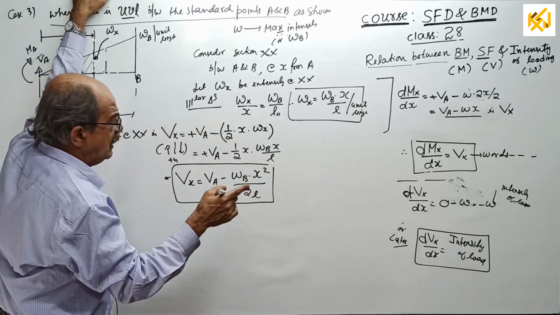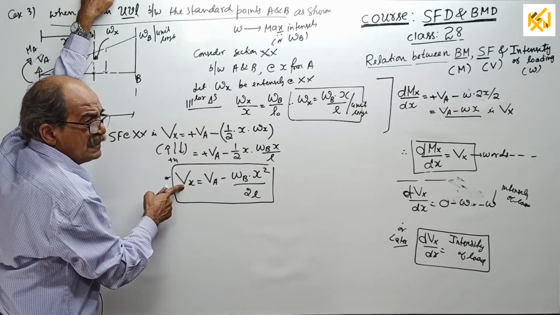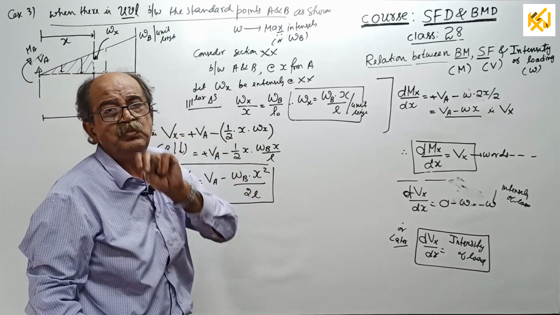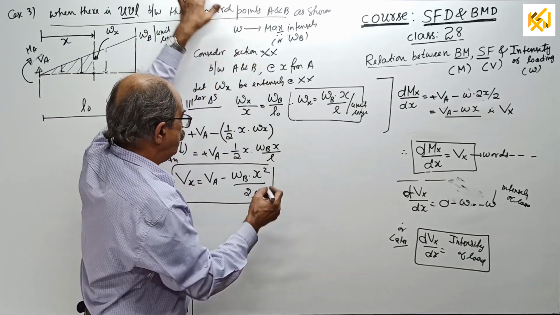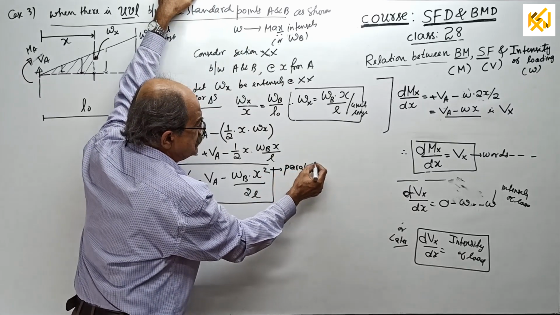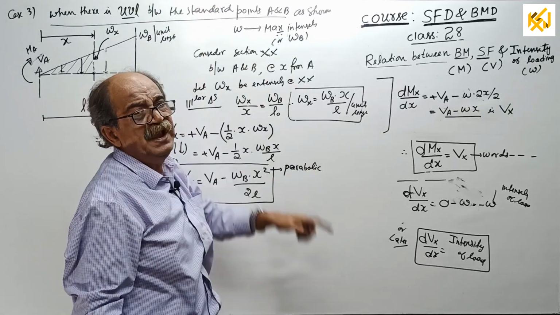This will very clearly tell, in the expression for shear force at XX, the highest power of x is 2. You can write it if you want. Therefore, it will be a parabolic variation. You can see the shear force variation slowly.